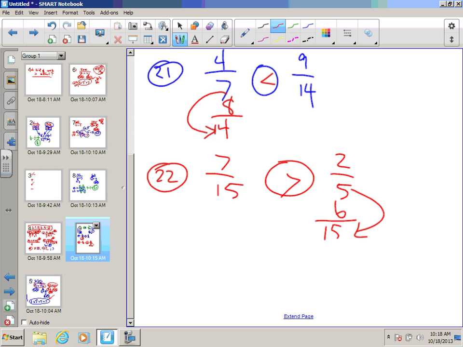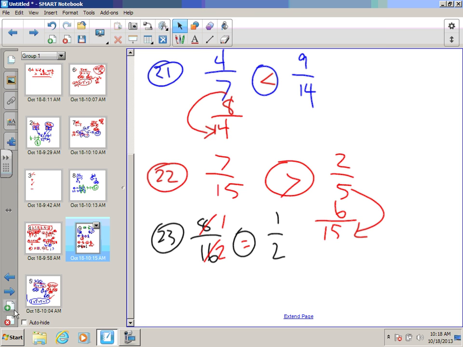And how about 23? 8/16 and 1/2. You can go two ways on this one. I can either convert the 2 to the 16th, or I could go opposite and simplify the 8/16. If I simplify the 8/16, what do I get as a fraction in simplest form? It eventually will give me half. However you slice it, it's going to be equal.